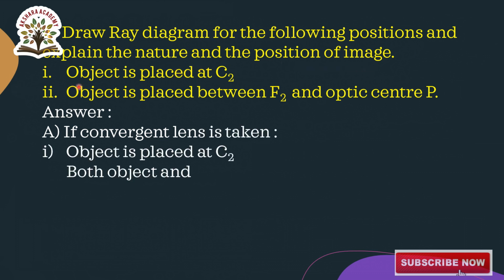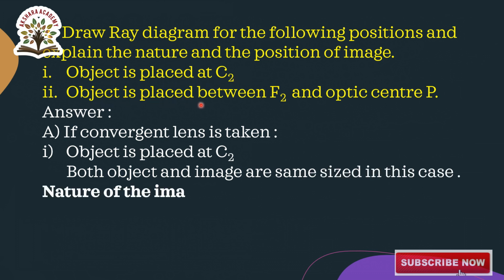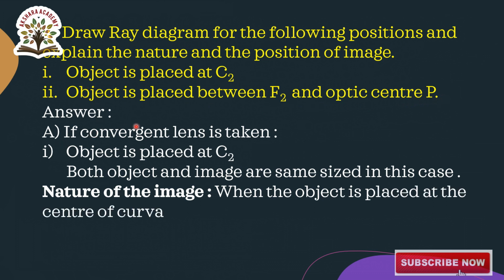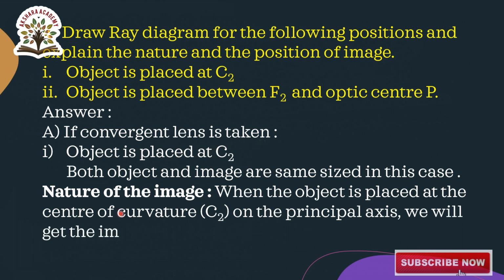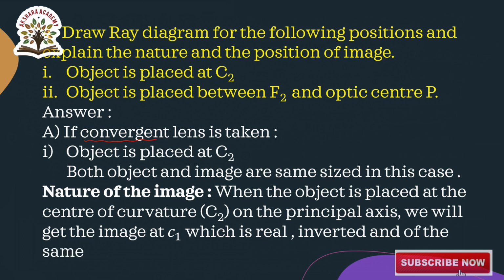Come to the first one. Object is placed at C2. Object is placed between F2 and optic center. So now I'll discuss one by one. First one, if a convergent lens is taken, convergent lens is nothing but a convex lens. Suppose a convex lens is taken and we are placing the object at the center of curvature. So the object is placed at the center of curvature.